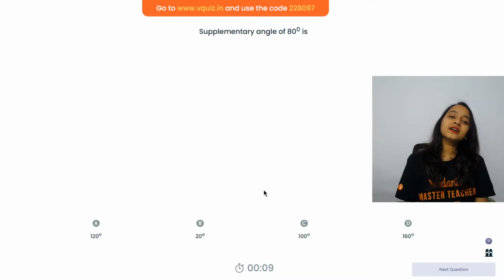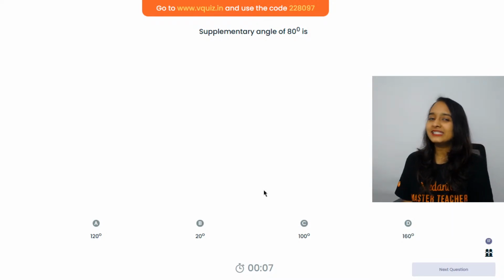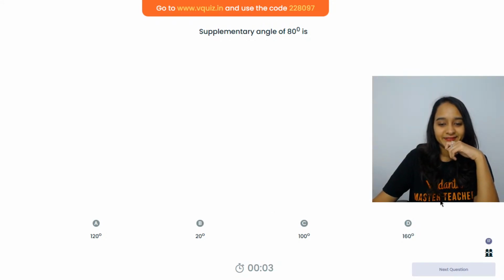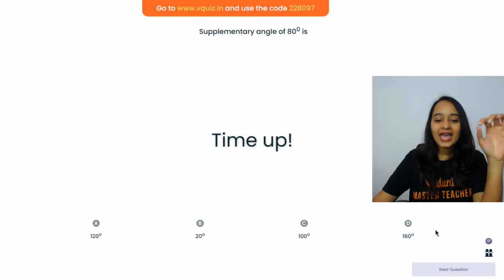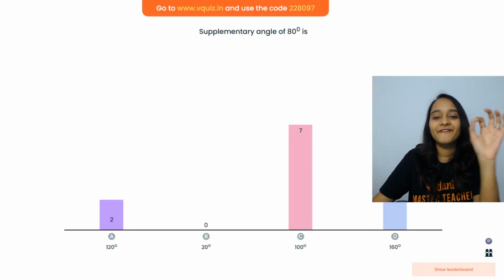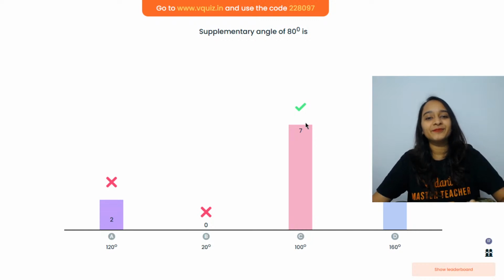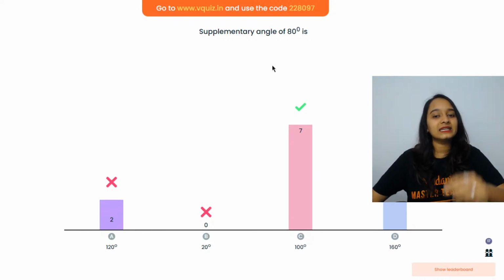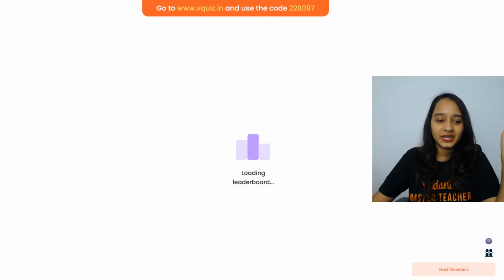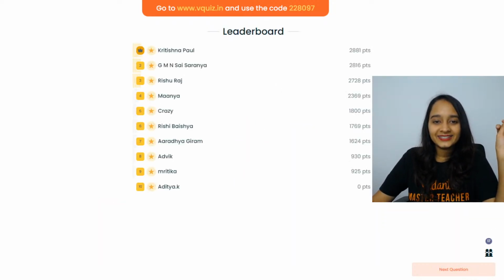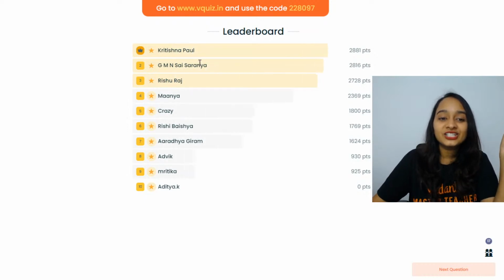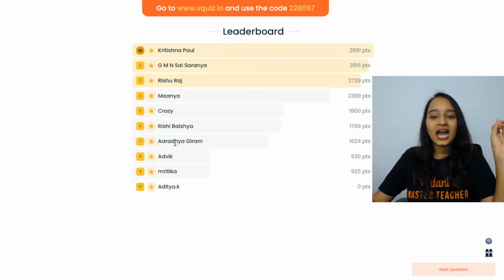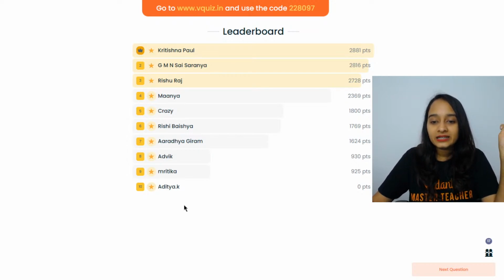The timer has started. Hurry up. It's an easy question, guys. And that's a time up. Very good. Very good, everybody. The supplement of 80 is 180 minus 80, which is equal to 100. And let us look at the leaderboard. We have Kritishna, Sharanya, Rishu, Manya, Crazy, Rishi, Aradhya, Advik, Mritika.